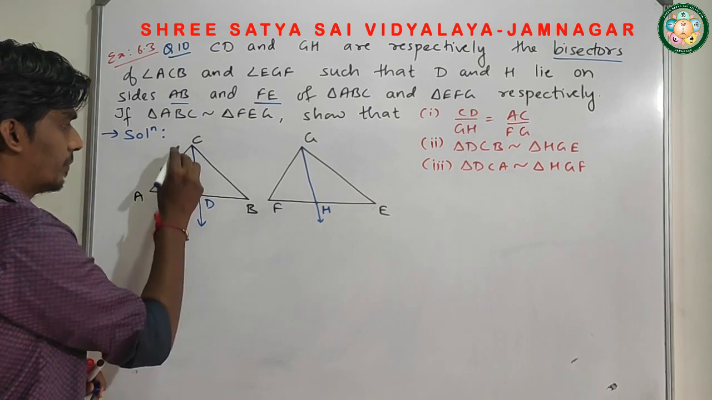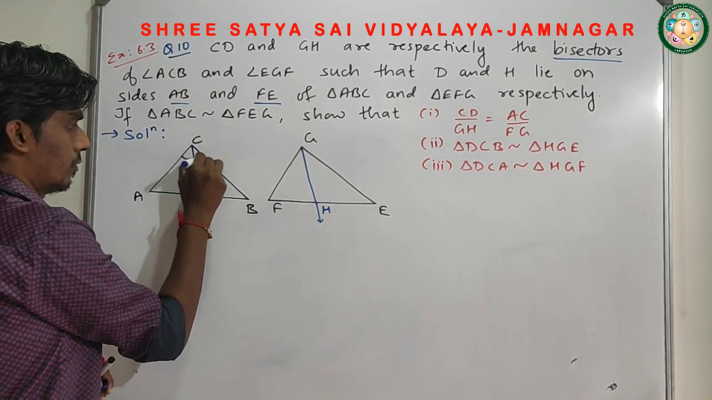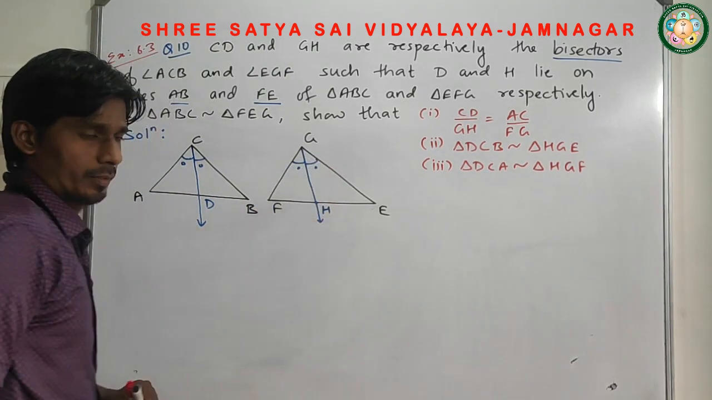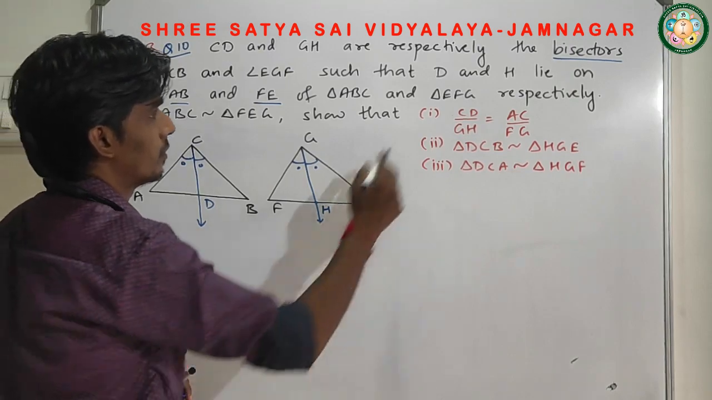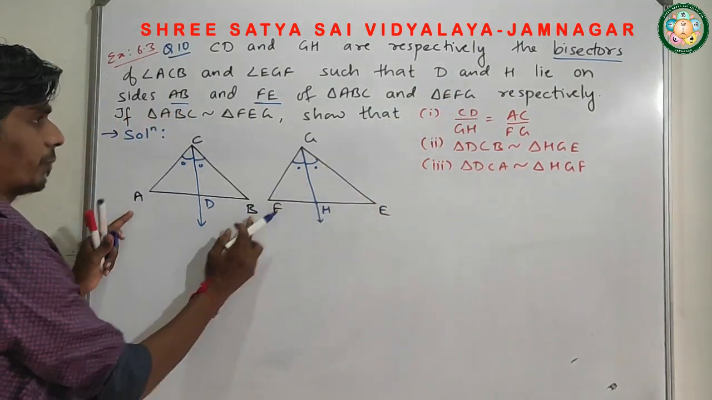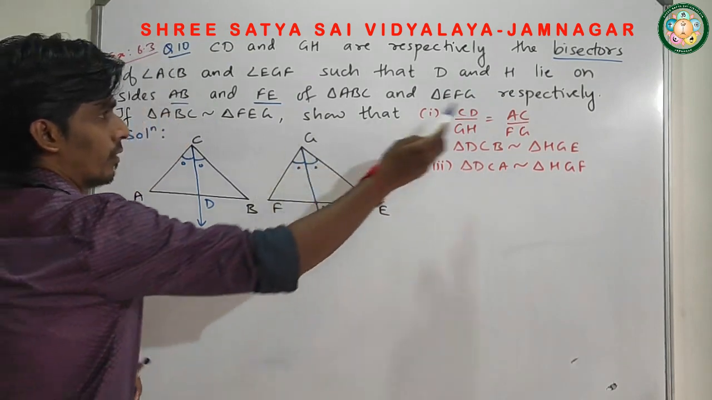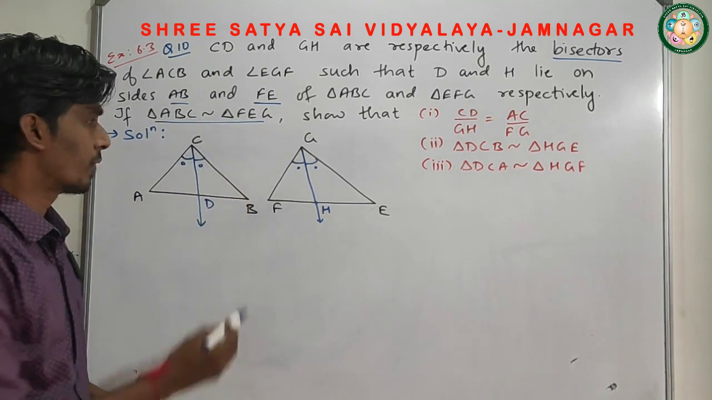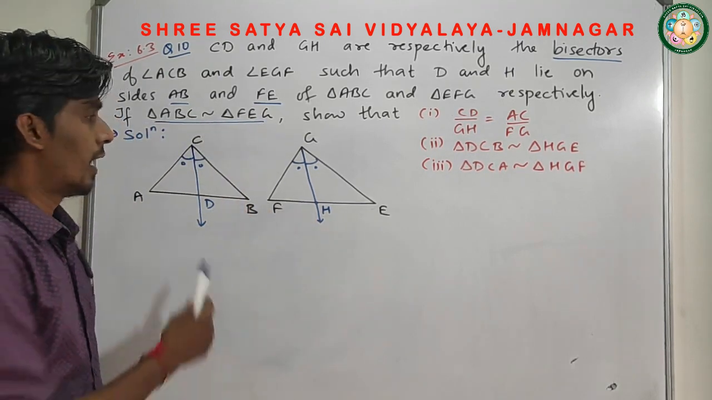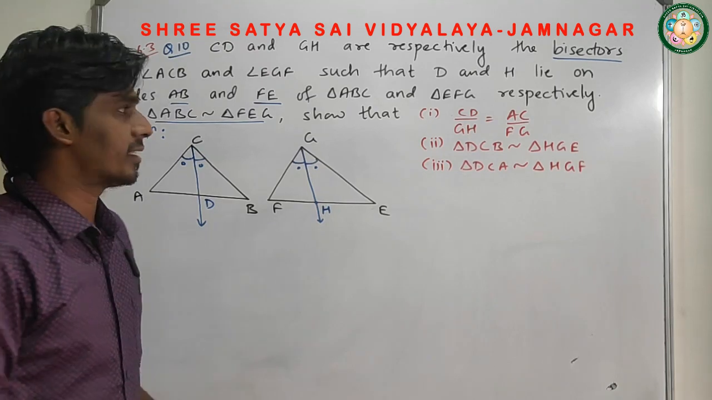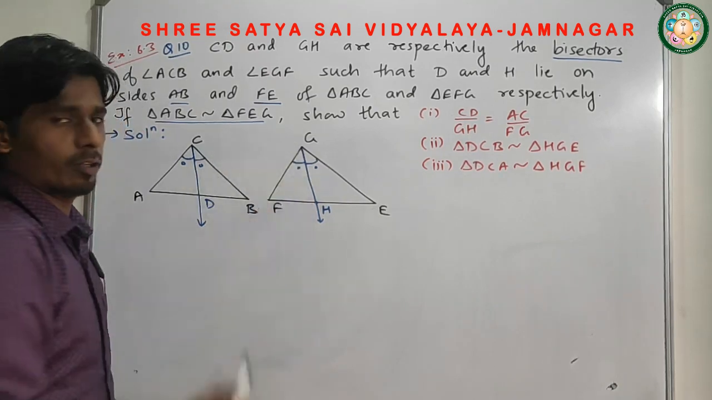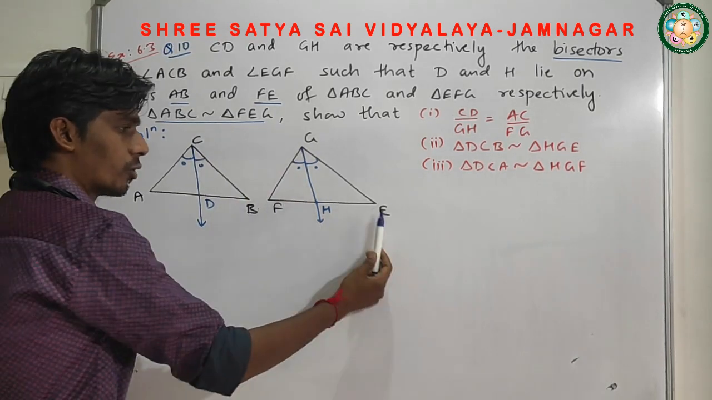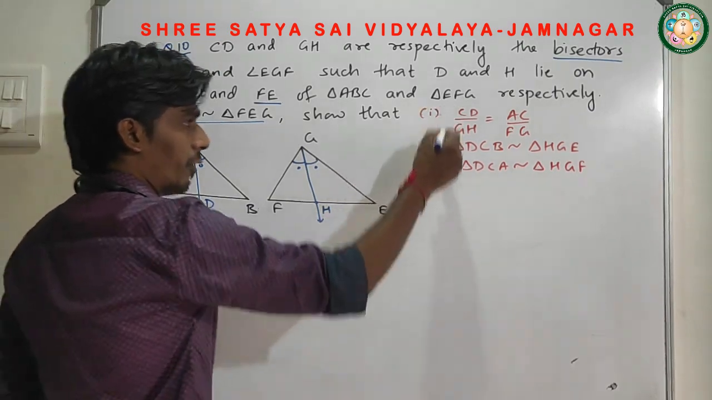Now whatever angles we get here, these two angles are equal and these two angles are also equal. Point D is on AB and H is on FE respectively. It is already given in the question that triangle ABC is similar to triangle FEG, and if these two triangles are similar, their corresponding angles are also equal. Angle C is equal to angle G, angle A is equal to angle F, and angle B is equal to angle E.